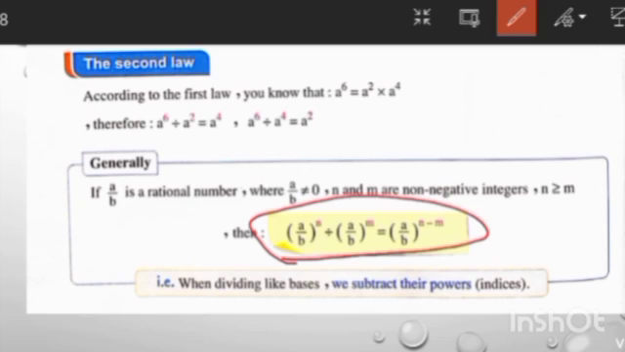When we divide (a/b)^n by (a/b)^m, it's equal to (a/b)^(n−m). We subtract powers. When dividing, we subtract powers.